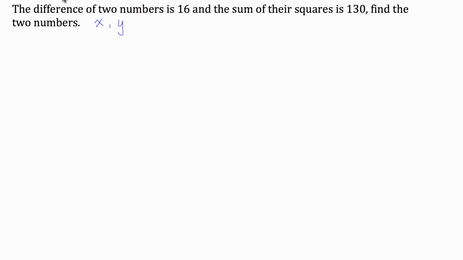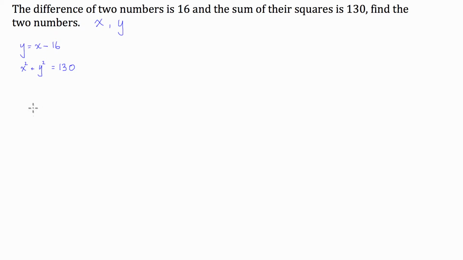So the way we're going to write that part of the question in mathematical form is we can write it like this. y is equal to x minus 16. So y is 16 less than x. Okay, and the sum of their squares is 130. Now, the sum of the squares is just x squared plus y squared, and that equals 130.